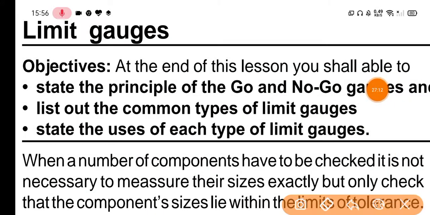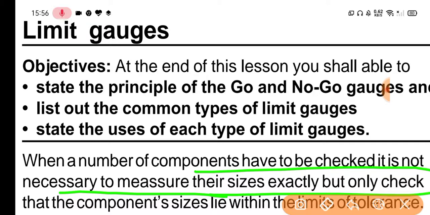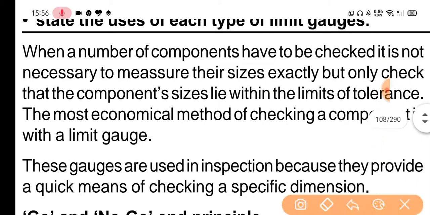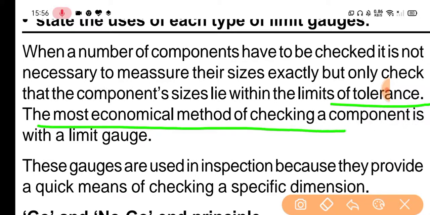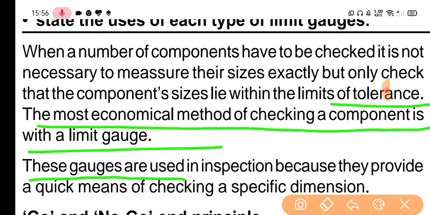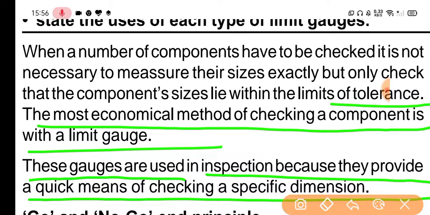Limit gauge. When a number of components have to be checked, it is not necessary to measure their size exactly, but only to check that the component size lies within the limits of tolerance. The most economical method of checking a component is with a limit gauge. These gauges are used in inspection because they provide a quick means of checking a specific dimension.